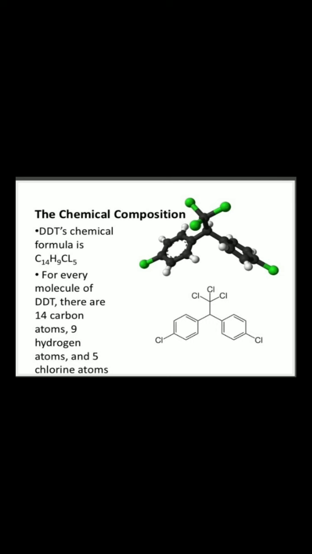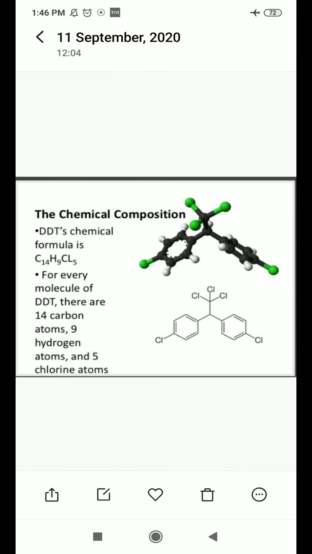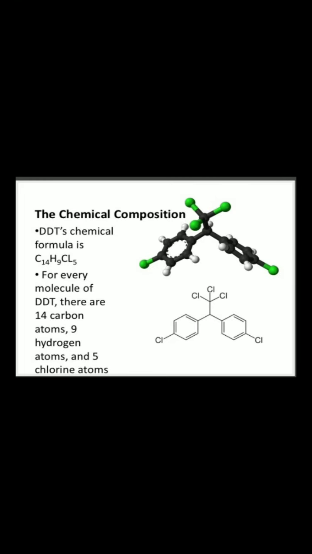You can see on the screen the structure of DDT, which is composed mainly of chlorine. There are 5 chlorine atoms and the others are carbon and hydrogen atoms. This is all about the chemical structure of DDT.